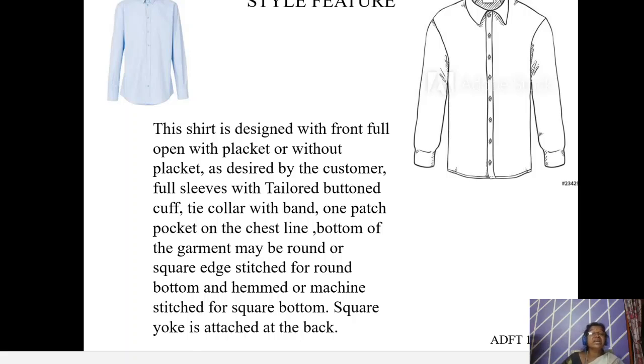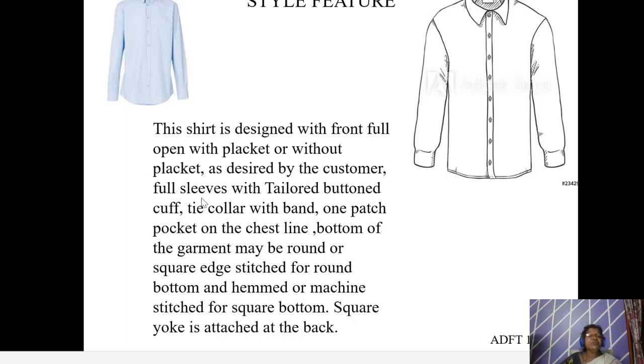Here I have shown the sketch of a style feature. This shirt is designed with front full open, with placket or without placket. The shirt is generally full open. You can have a placket or not when you make a shirt. If you want a placket, you have to take some excess material. So this depends upon the taste of the customer. As desired by the customer, you can have a shirt with placket or without placket.